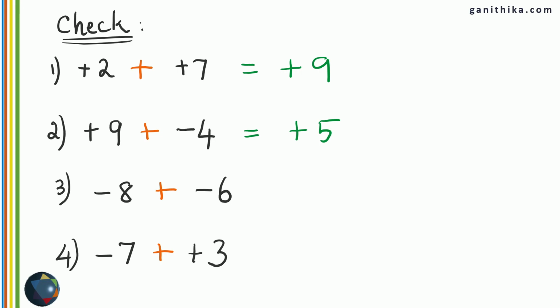Both are negative numbers in the next case. Therefore, you have to add the numbers and give the negative sign. So, negative 14. 8 plus 6 is 14. Since both of them are negative, you have to give it as a negative number as an answer.